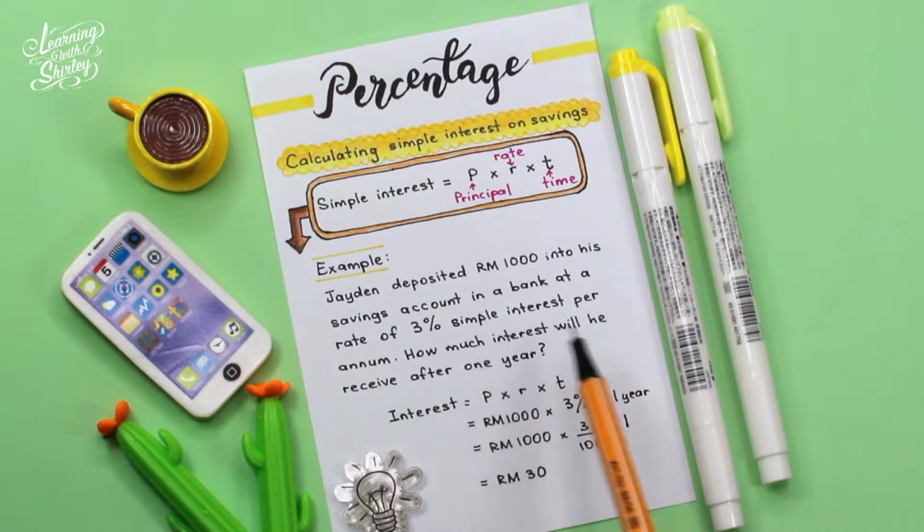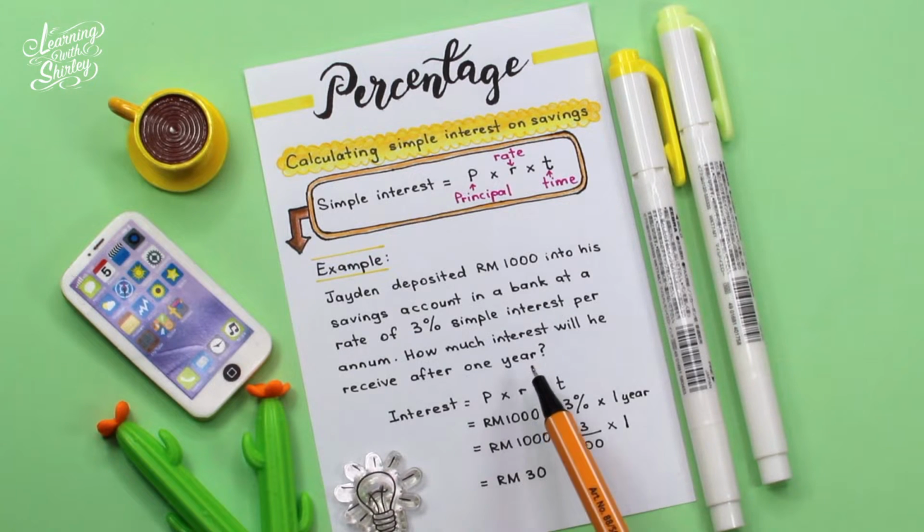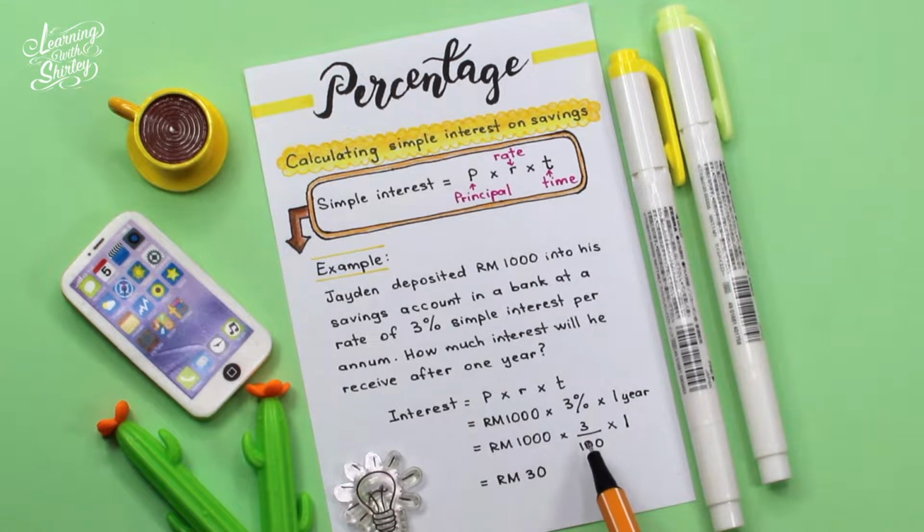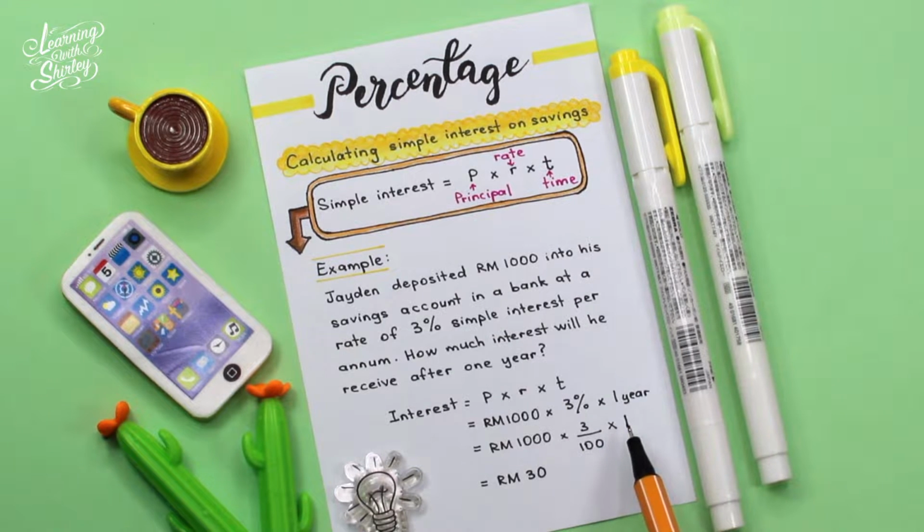How much interest will he receive after 1 year? So to calculate this, we use the formula P times R times T. So P is 1,000 ringgit, R is 3%, and T is 1 year. So 3% we have to convert to become fraction 3 over 100. And then we calculate this. 1,000 times 3 over 100 times 1. Therefore, the interest that he will receive after 1 year is 30 ringgit.